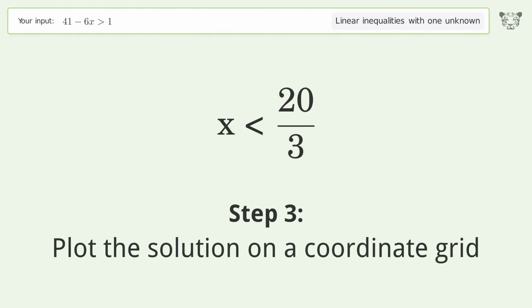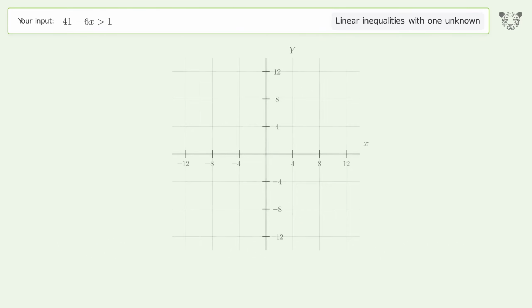Plot the solution on a coordinate grid. And so the final result is x smaller than 20 over 3 smaller than 62 over 3.